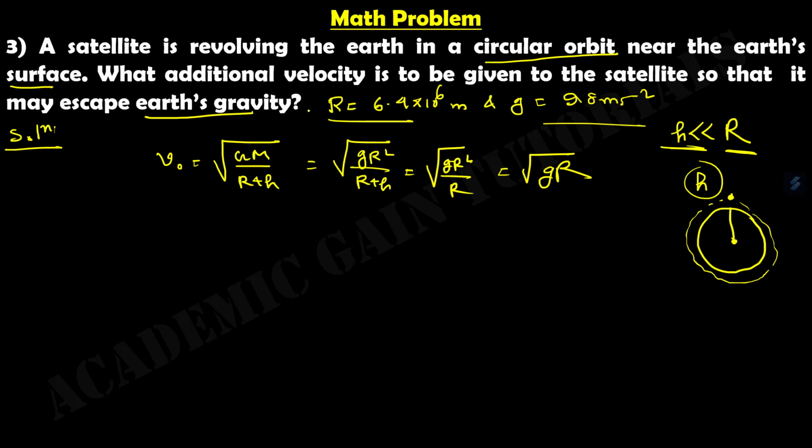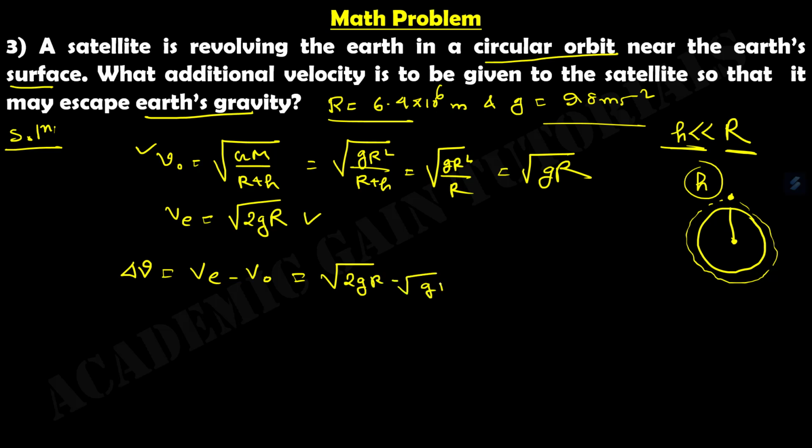Earth's surface. So we know that to escape from our Earth's surface, or from the Earth's gravitation, the velocity will be equal to root over 2 g r. Okay, root over 2 g r, and this is very large compared to the orbit velocity. So what additional velocity do you have to give? This is the difference between this escape velocity and this orbit velocity. So this difference is ve minus vo, which is root over 2 g r minus root over g r.